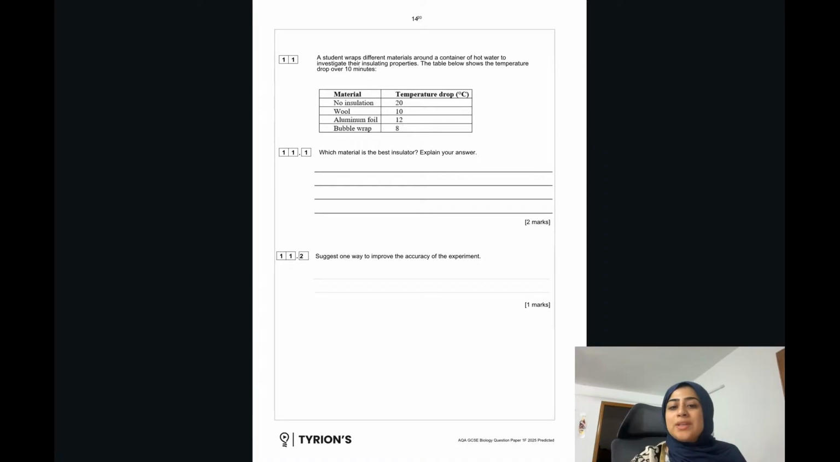And then one way to improve the accuracy of the experiment, you could use a digital thermometer for more precise measurement. And digital thermometers, you can read them more accurately as well.